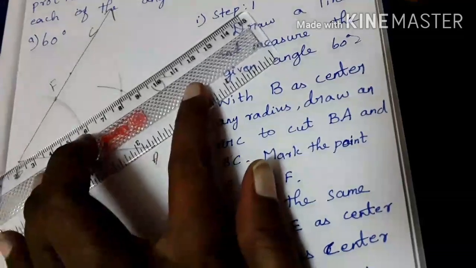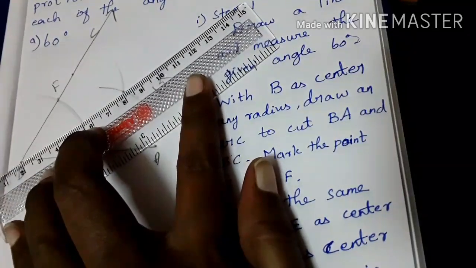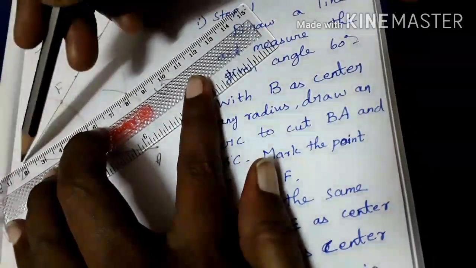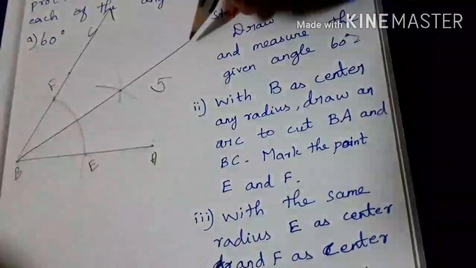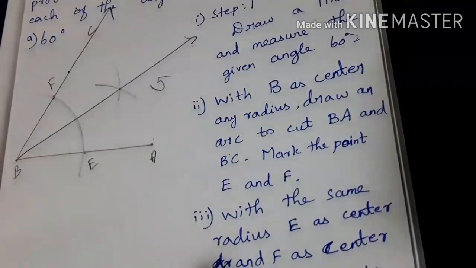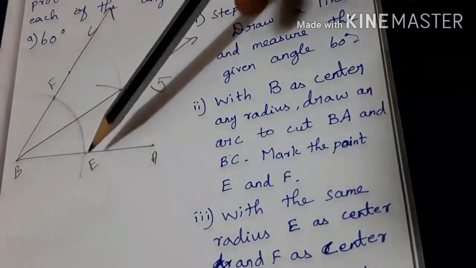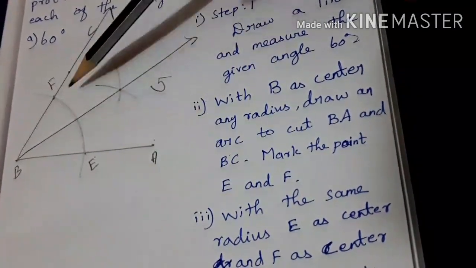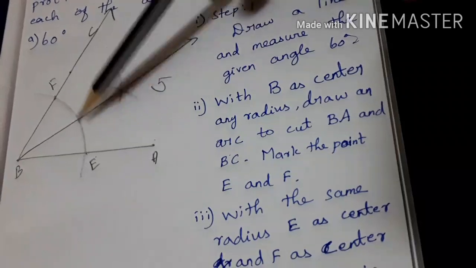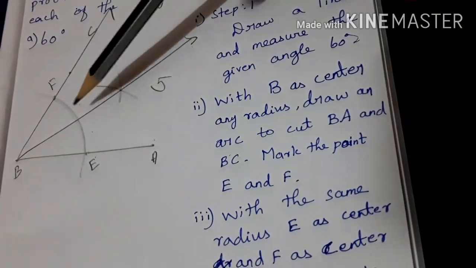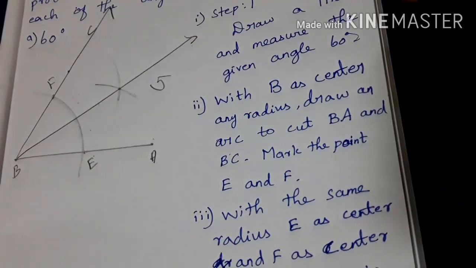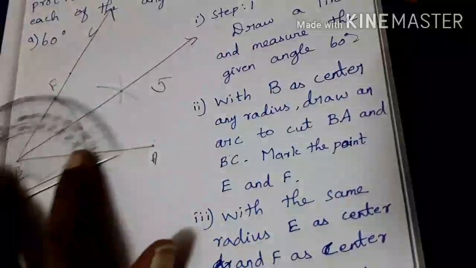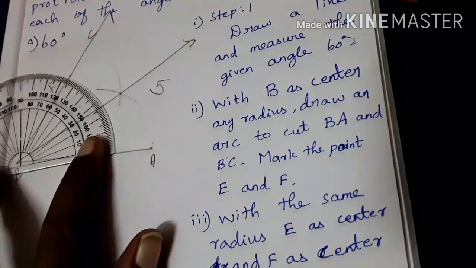Now join the line B and G. So this line divides the angle into two angles. This line only is called the angle bisector.